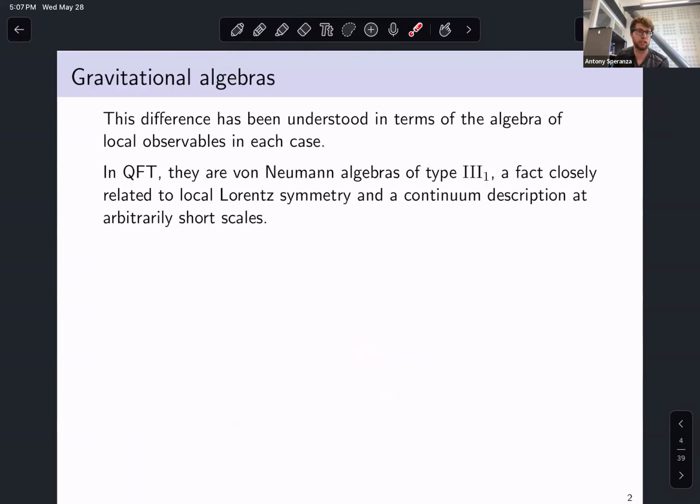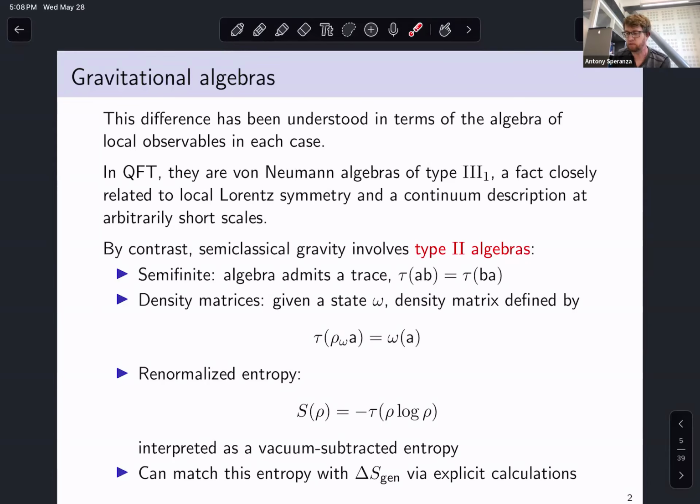So one of the ways people have understood this difference has been in terms of the algebras of observables that you would write down and which the entropy is characterizing. In quantum field theory, using this language of von Neumann algebras, there's a very specific entanglement structure that leads to what's known as a type III_1 von Neumann algebra. Basically this type is related to some universal property: the fact that you have local Lorentz symmetry in the theory, and you have a continuum description at arbitrarily short distance scales. And so you can use that to argue for the kinds of algebras that should show up for local subregions. So this semiclassical limit that I described before, people have understood it in terms of the algebra by saying that you get these type II algebras as opposed to this type III.